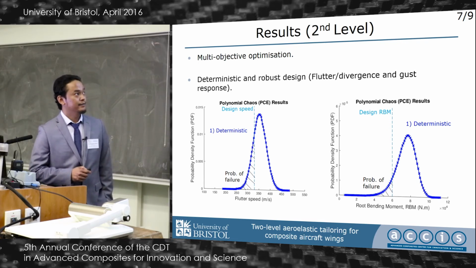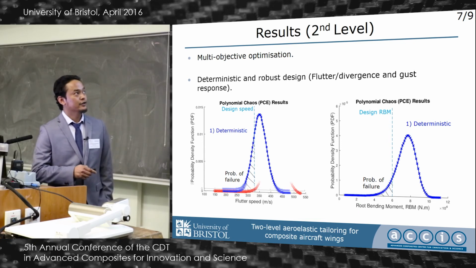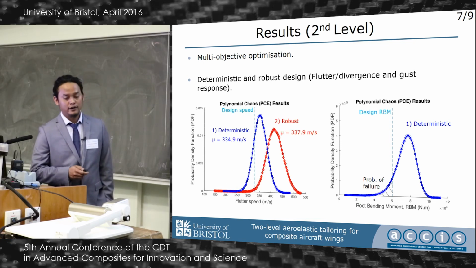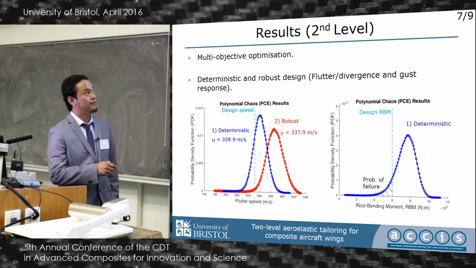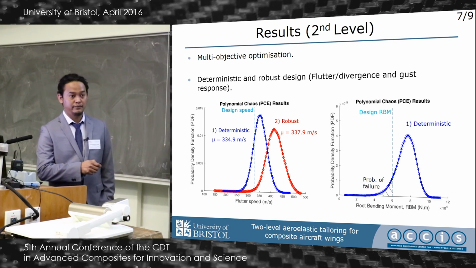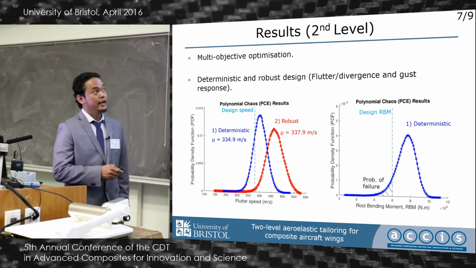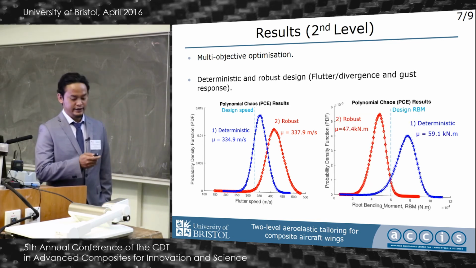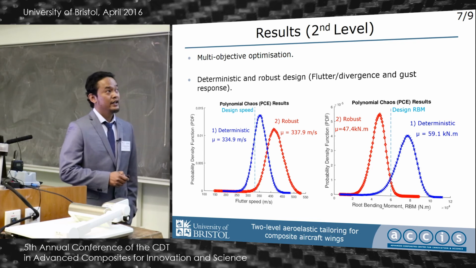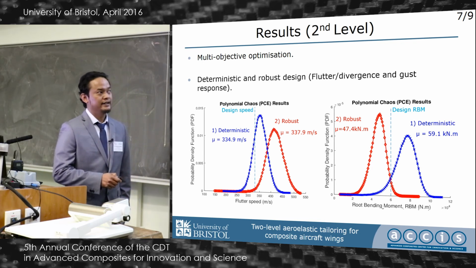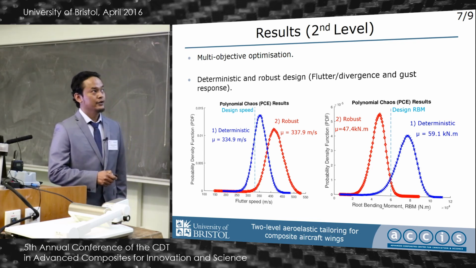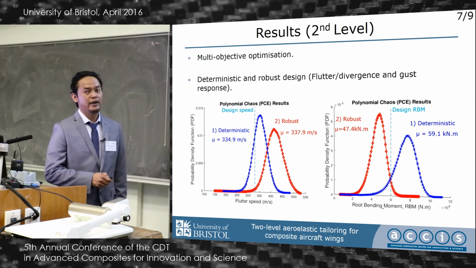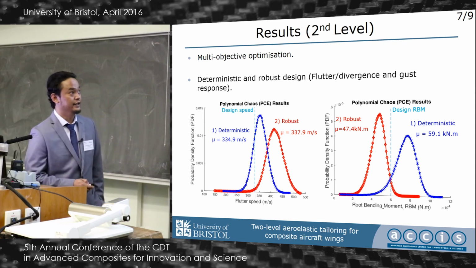As I mentioned before, for flutter response, we try to reduce the probability of failure at a certain design flutter speed, and we obtain a more robust design configuration. As we can see here, the probability of failure is reduced. And for root bending moment, we aim to increase the area under the PDF at a certain RBM design value so that we can have a minimum RBM value for the robust design configurations.